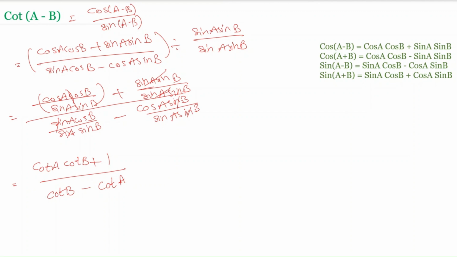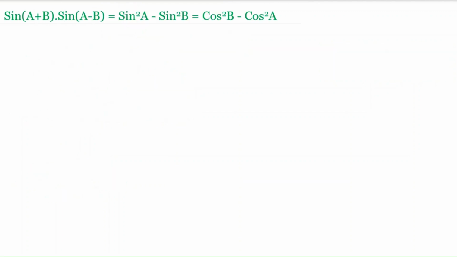Apart from these, we can also derive a few more formulas that would be useful. The first thing is sin of A plus B into sin of A minus B. This can be written as sin square A minus sin square B or cos square B minus cos square A. We'll see how to do this.